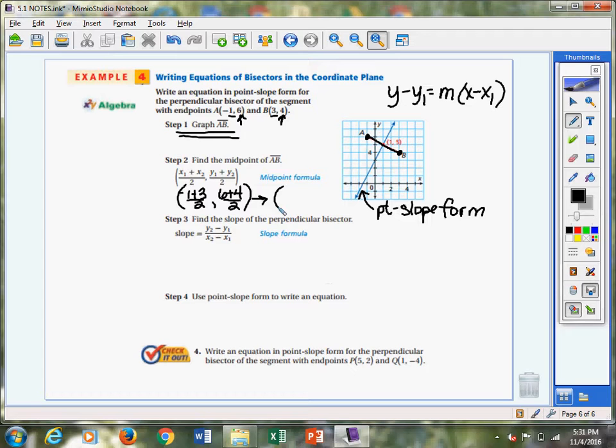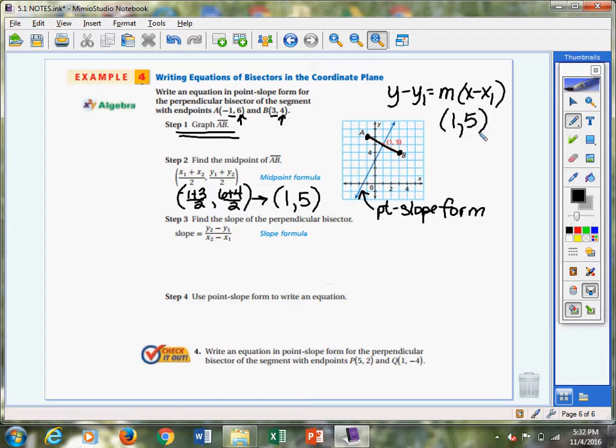So that's going to give us the midpoint. -1 plus 3 is 2. 2 divided by 2 is 1. And 6 plus 4 is 10. 10 divided by 2 is 5. So here's your midpoint, 1, 5. All right, that's good because we need that point. That point is on our perpendicular bisector, a point for which we need to write the equation in point-slope form.